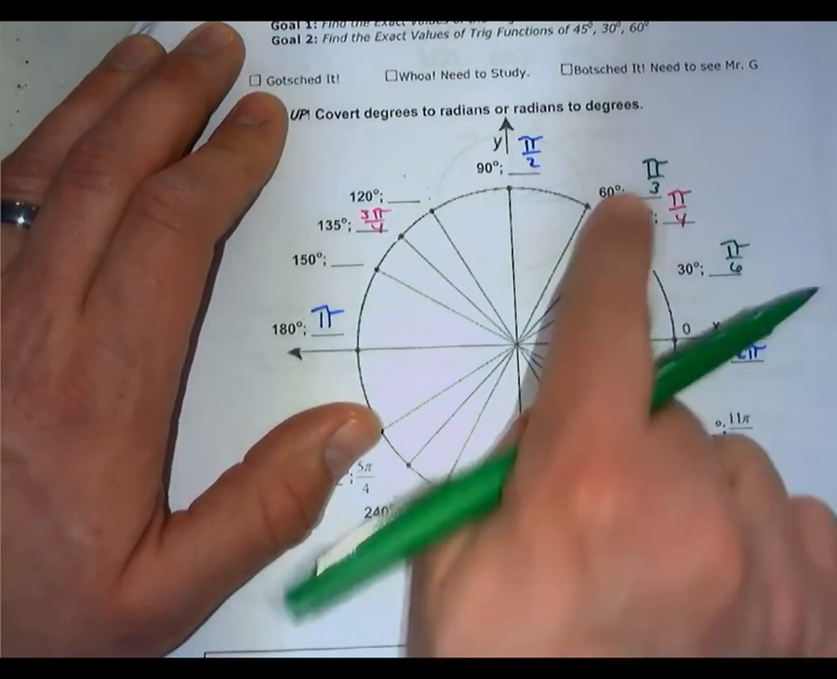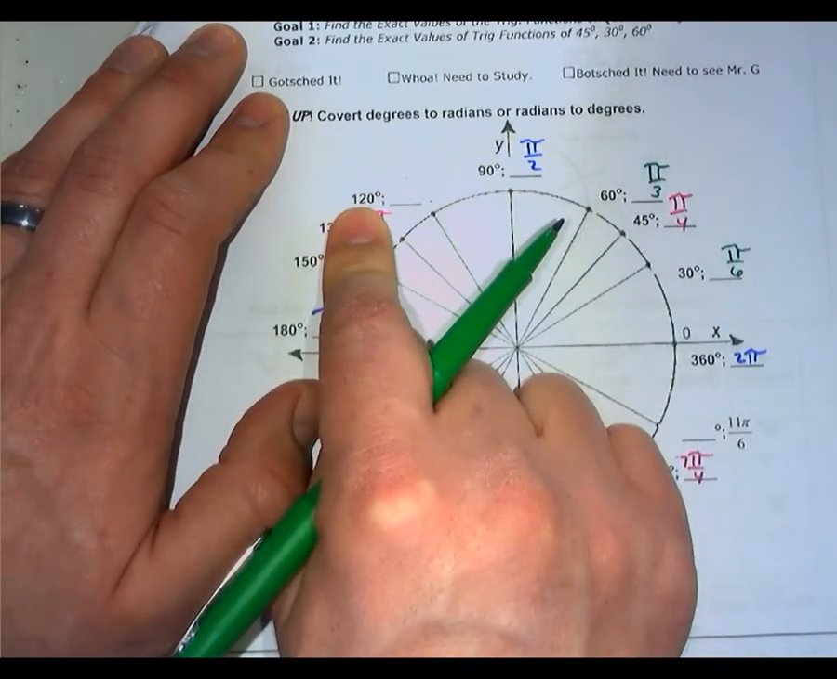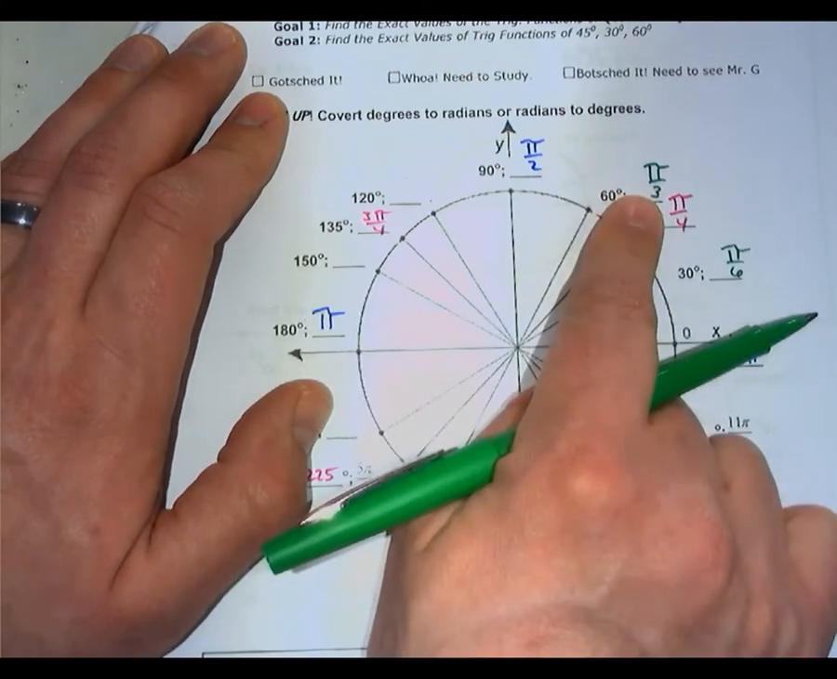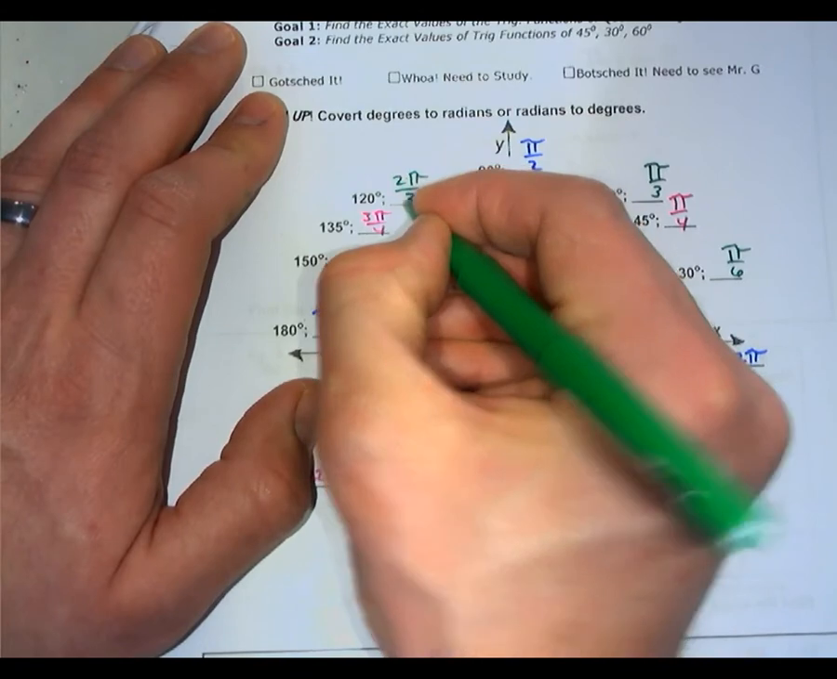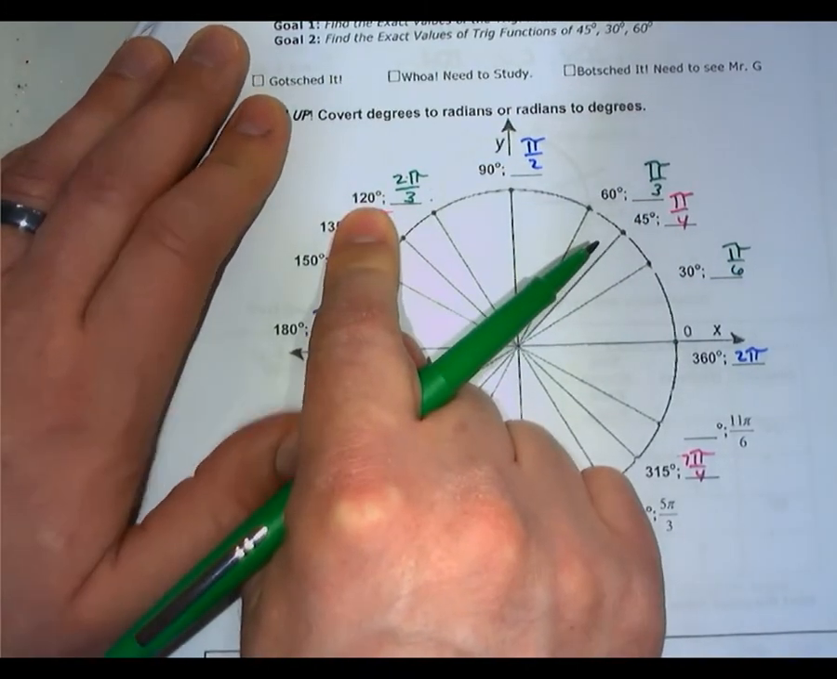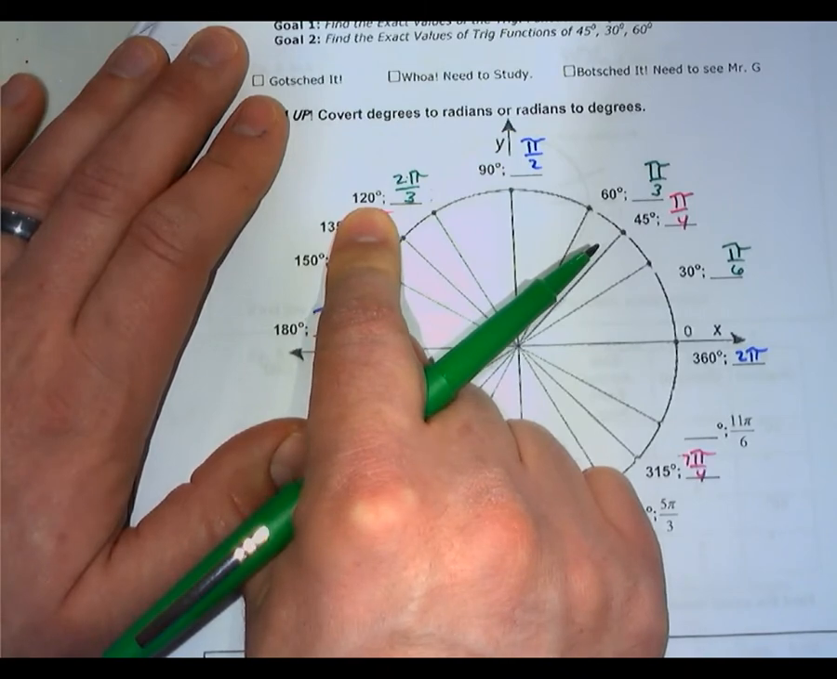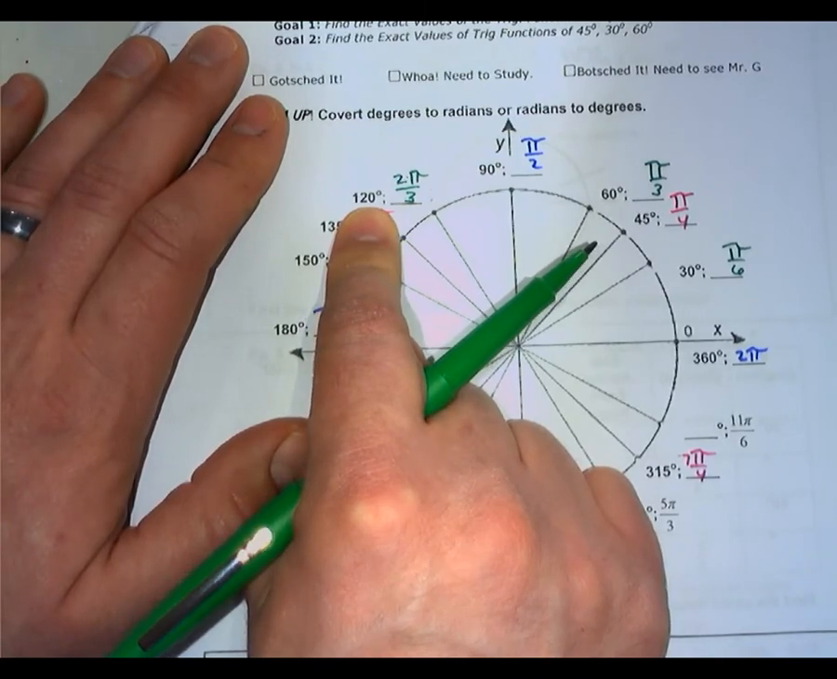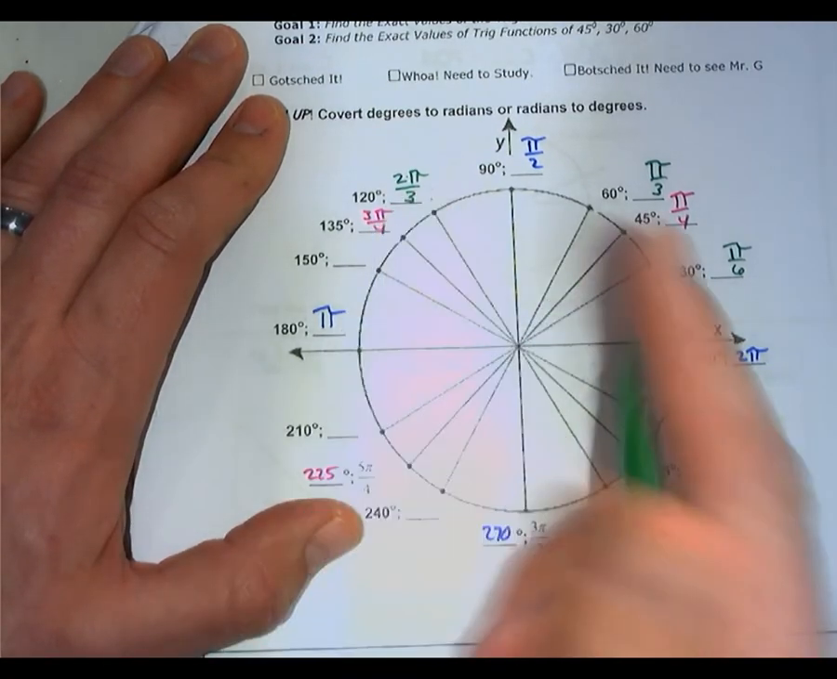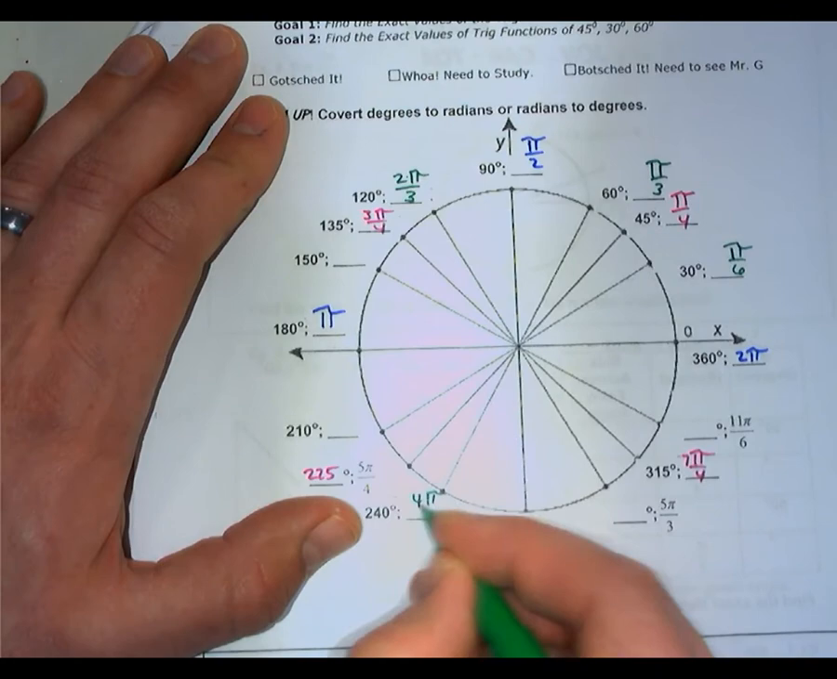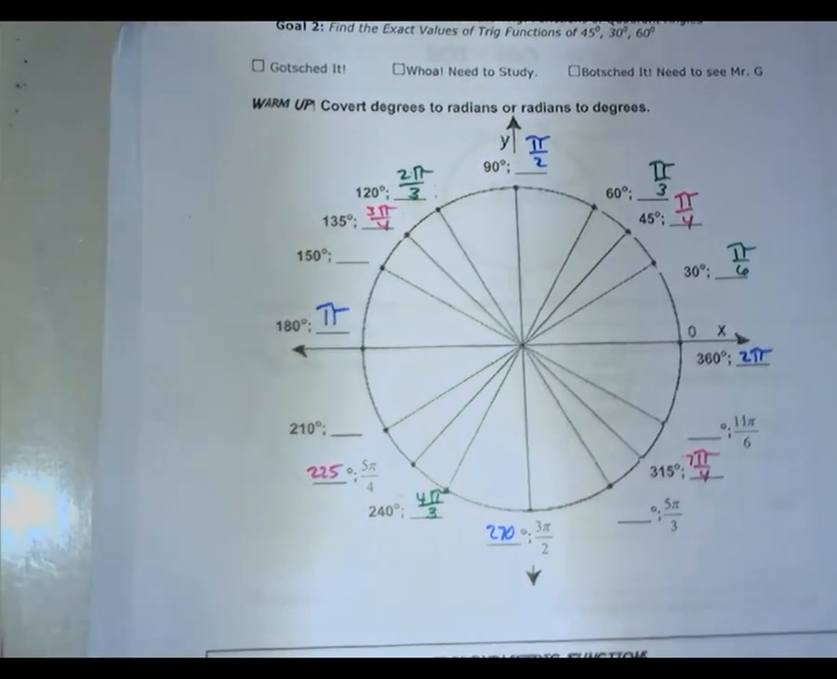If I double 60, 60 times 2 is 120. If I take pi over 3 and double it, now I have 2 pi over 3. And if I double 120, that's 240. If I double 2 pi over 3, now I'm at 4 pi over 3. So that's how I remember those guys.